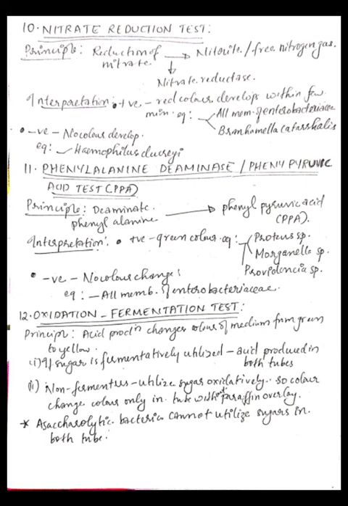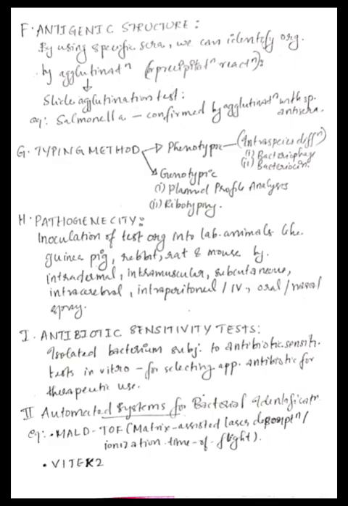So next we can go to the antigenic structure. By using specific sera, we can identify organisms by agglutination reaction, the slide agglutination test. An example is that Salmonella is confirmed by agglutination with specific antisera. Next one is the typing method. Typing methods can be of two types, phenotypic typing and genotypic typing. Phenotypic typing is used for intraspecific differentiation, and examples are bacteriophage typing, bacteriocin typing, etc. Genotypic typing includes plasmid profile analysis, ribotyping, etc.